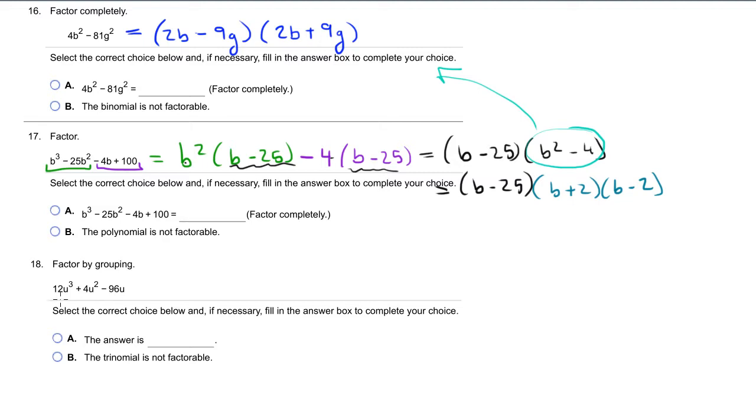Now let's take a look at number 18. 12u cubed plus 4u squared minus 96u. I'm going to start by factoring a u out of everything. We'll have 12u squared plus 4u minus 96. These all have a 4 in common, so 4u times 3u squared plus u minus, let's see here, 4 goes into 96, 24 times, right?